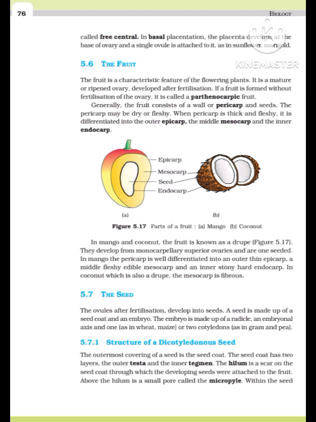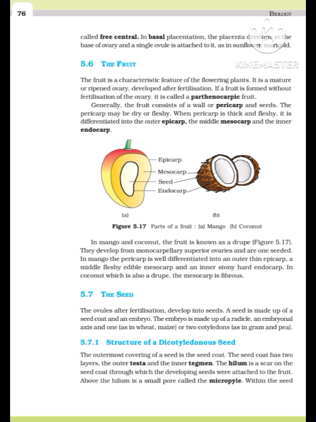5.7 The seed. The ovules after fertilization develop into seeds. A seed is made up of a seed coat and an embryo. The embryo is made up of a radicle, an embryonal axis and one cotyledon, as in wheat and maize, or two cotyledons, as in gram and pea.